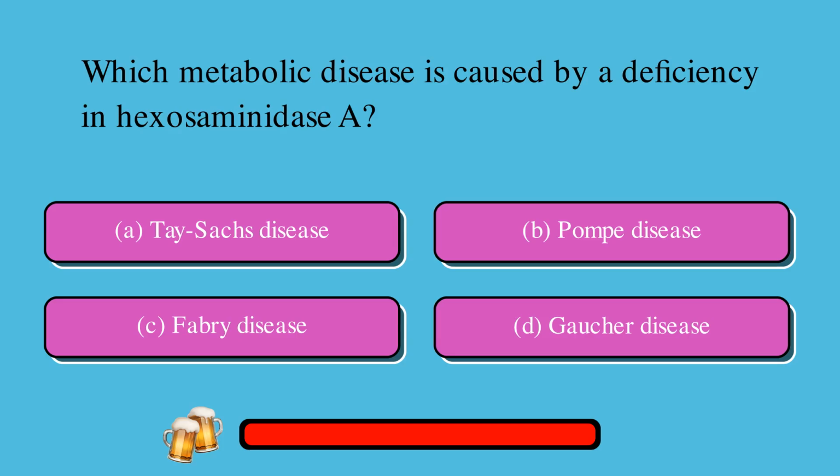Which metabolic disease is caused by a deficiency in hexosaminidase A? A. Tay-Sachs disease, or B. Pompe disease, or C. Fabry disease, or D. Gaucher disease? The correct answer is A. Tay-Sachs disease.